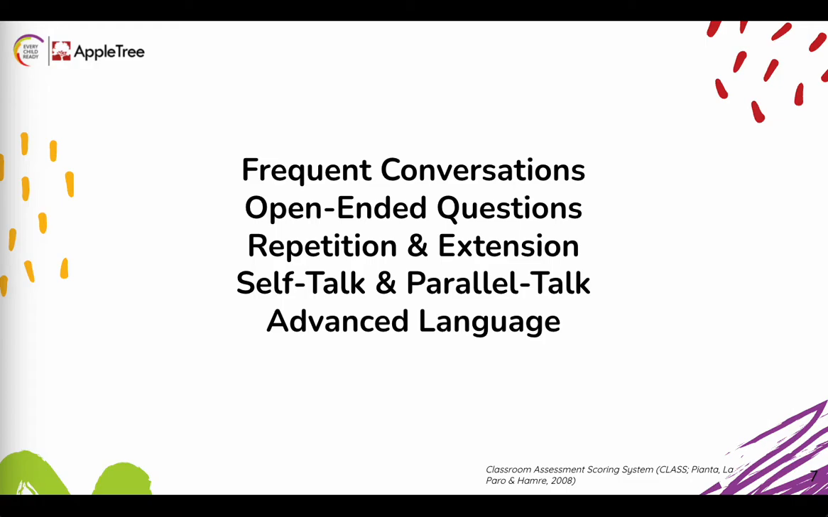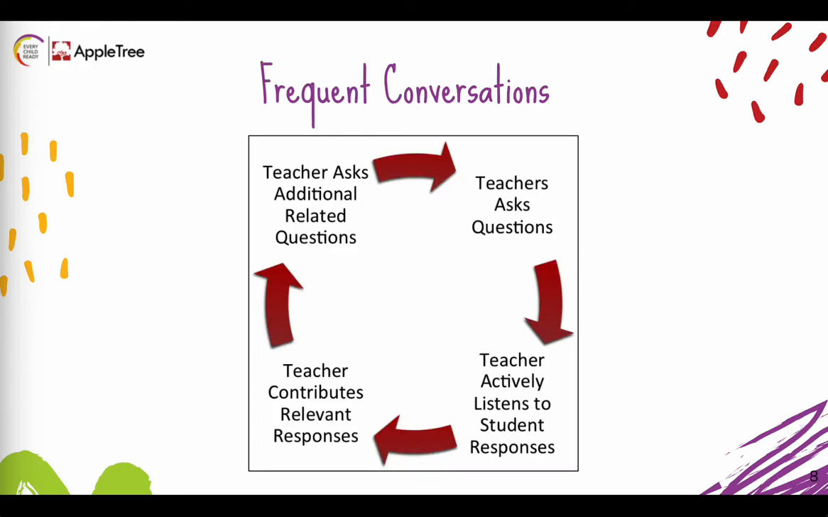A teacher that scores high in language modeling in the CLASS manual has frequent conversations in the classroom, asks many open-ended questions, often repeats or extends student responses, consistently maps his or her own actions and the student's actions through language and description, and often uses advanced language with students. These aspects of language modeling must be frequently implemented and must be of high quality in order to score high in language modeling. That's why we like to put an emphasis on the words frequent, often, and consistently. Something to make note of is that language modeling focuses on the quality and quantity of the language. So let's dive a bit deeper into each indicator.